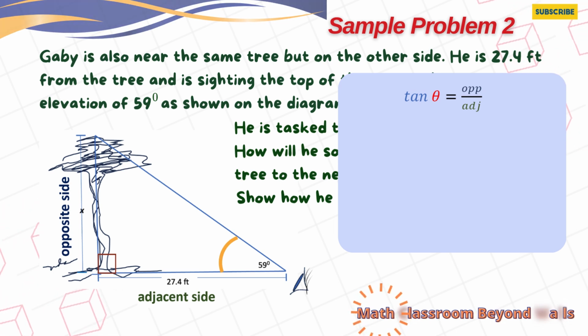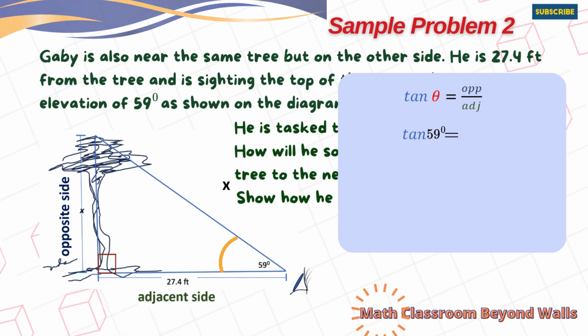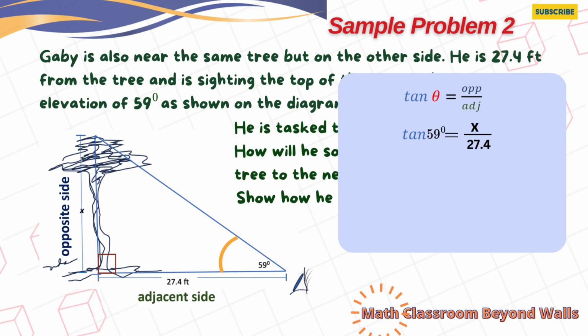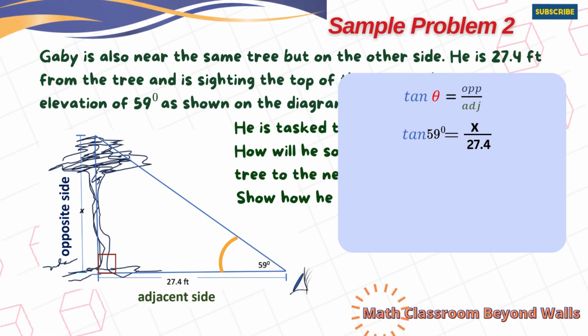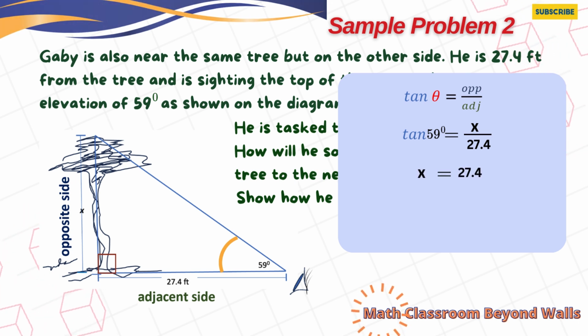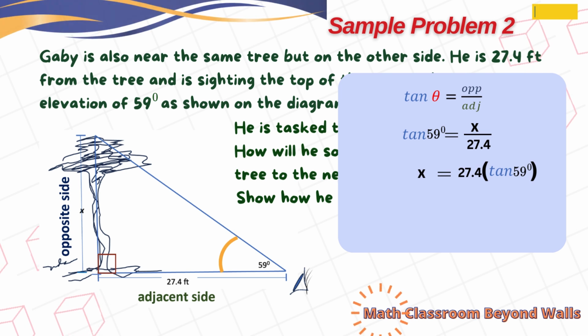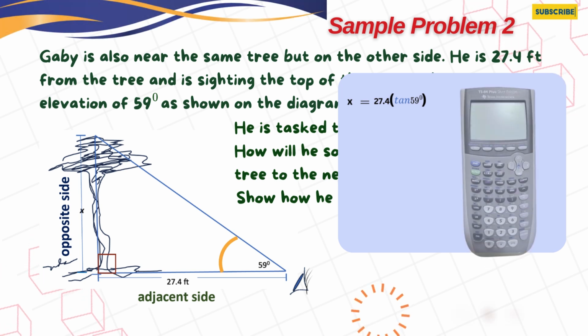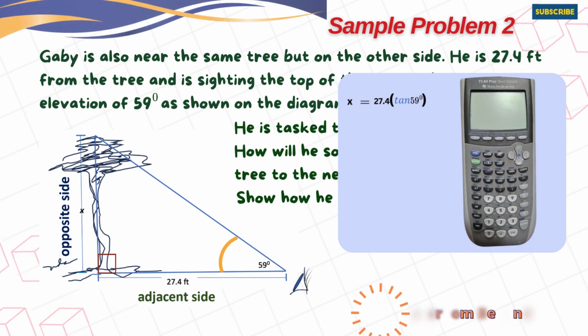Next, we plug in the values like the reference angle, which is the angle of elevation in the problem, then the opposite side, and the adjacent side. Thus, we have tangent 59 degrees is x over 27.4. Cross multiplication gives us x is equal to 27.4 times tangent 59 degrees. At this point, we will use a calculator. We will use a TI-84 calculator.